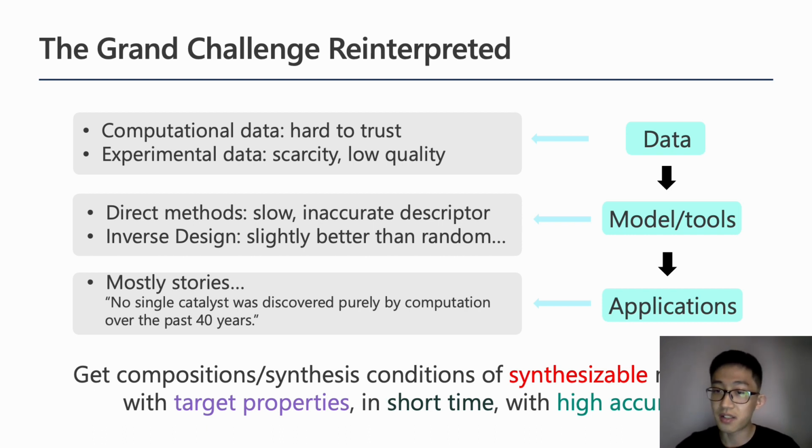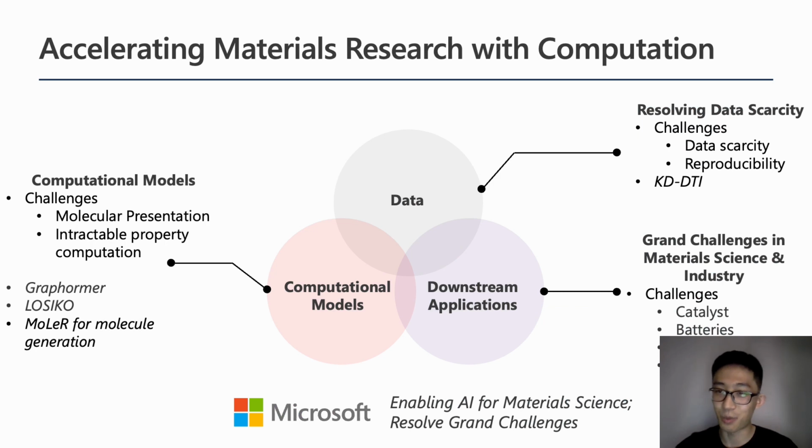The other hurdle is the inverse design model issues. Nowadays, it's still very hard to get these generative models to work well like those on images. All these lead to difficulties in downstream applications. Let's quote a thing that is usually quoted in this field: no single catalyst was discovered by pure computation over the past 40 years, which is also true of machine learning. So we have to make this work.